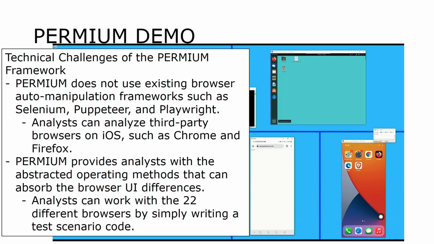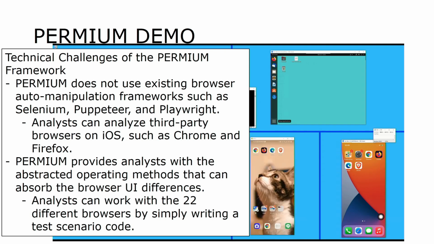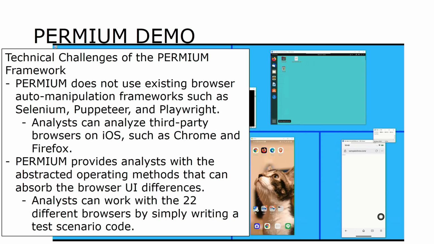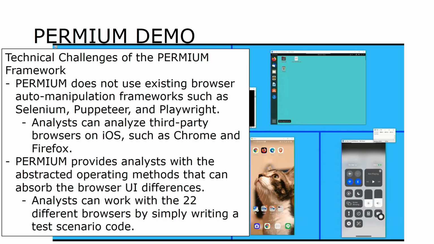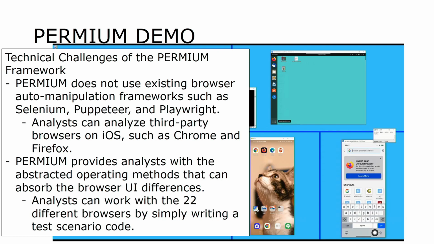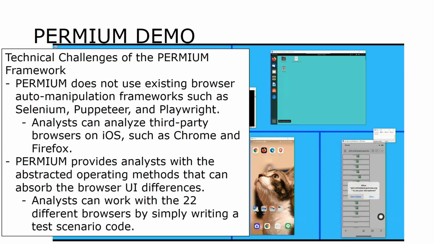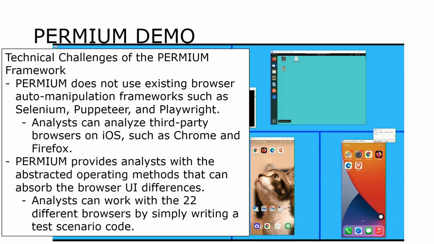Implementing the Permium framework has 2 technical challenges. The first challenge is realizing measurement across a wide range of browsers and operating systems. So Permium does not use any existing browser automation framework, such as Selenium, so analysts can analyze third-party browsers on iOS. The second challenge is providing an abstracted operating method that can absorb the differences between browsers. So analysts can analyze 22 different browsers by writing only 1 code.